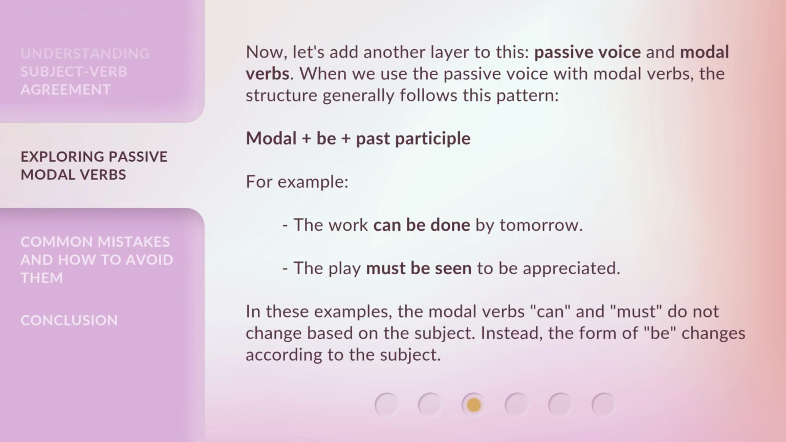Now, let's add another layer to this: passive voice and modal verbs. When we use the passive voice with modal verbs, the structure generally follows this pattern: modal plus be plus past participle. For example, the work can be done by tomorrow. The play must be seen to be appreciated. In these examples, the modal verbs can and must do not change based on the subject. Instead, the form of be changes according to the subject.